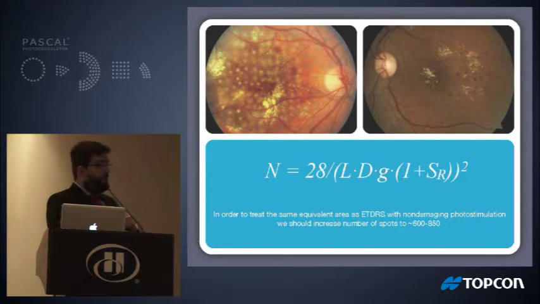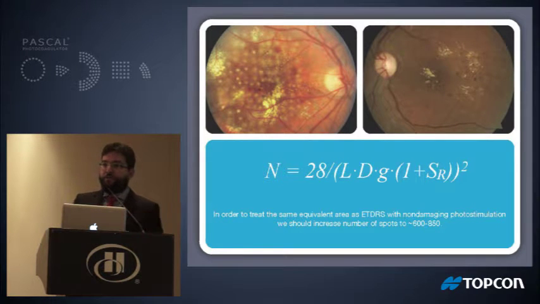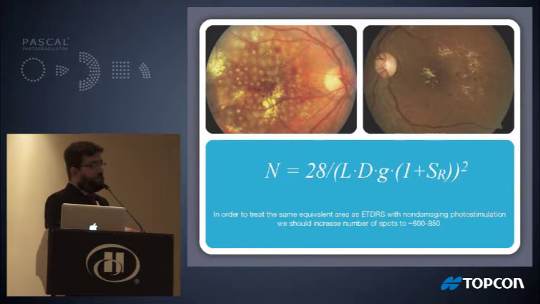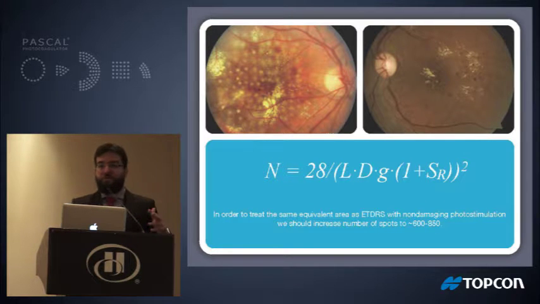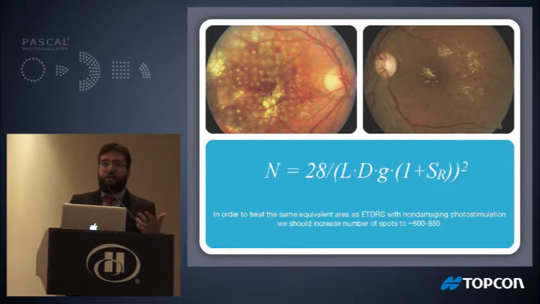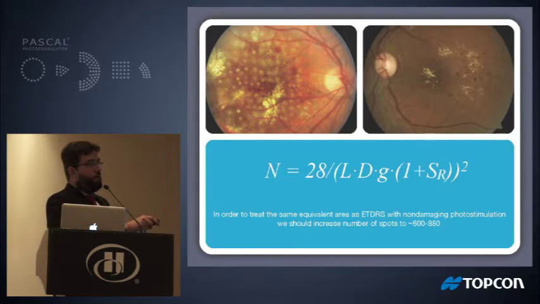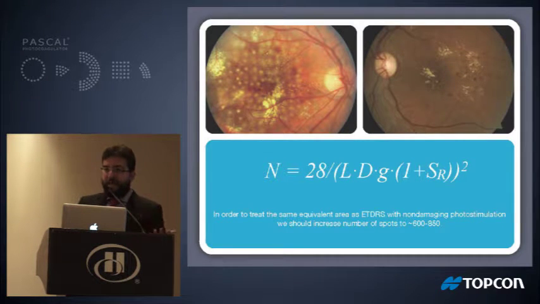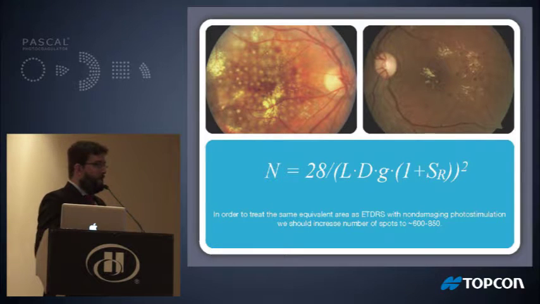The problem is that when you go for ETDRS grid, and you go for an invisible non-damaging therapy, you can't use the same parameters. So these parameters are 2 spots apart. Supposed to be 1 or 2 spots apart. If you do the same parameter here and you go for an invisible 2 spot apart, you will not be treating the same way. So when you move from visible damaging to non-damaging, you need to calculate, you need to increase the number of spots, you need to do a high-density treatment. This is the real message here.